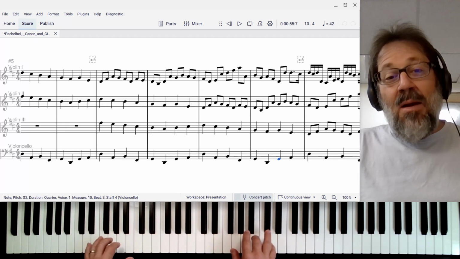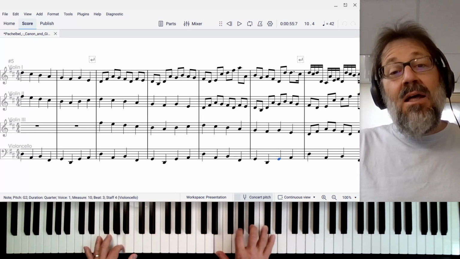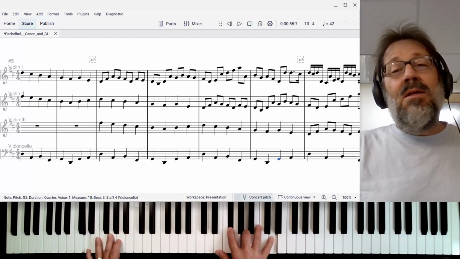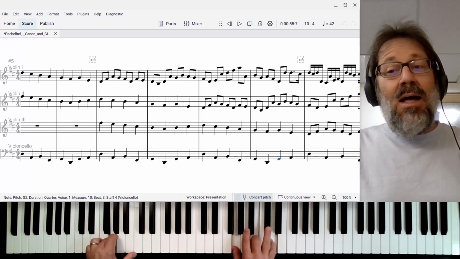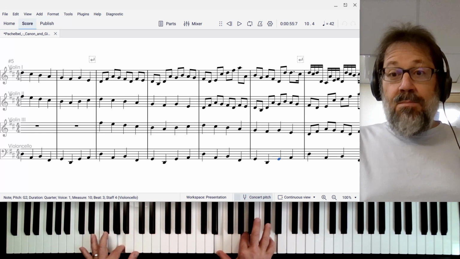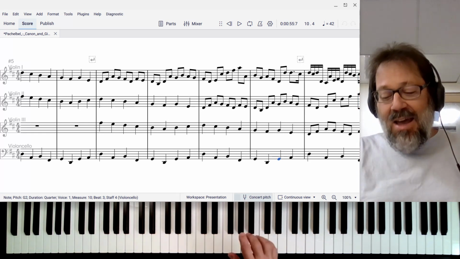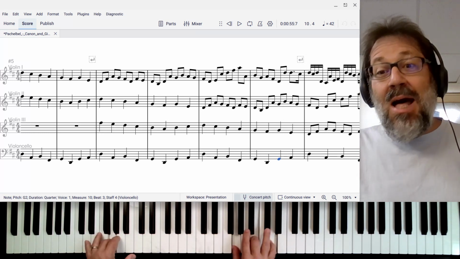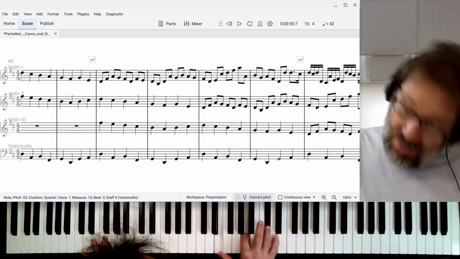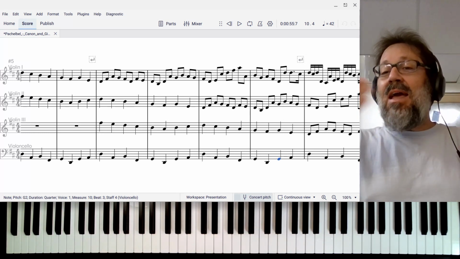And so instead of that, they sang this. So they kind of hang on that D a little too long. They hang out on that D too long.